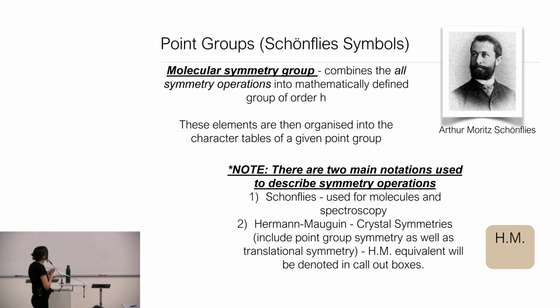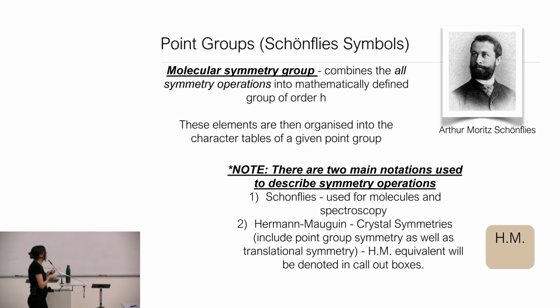In molecular symmetry, we normally use the Schoenflies symbols. These are the symbols that combine all the symmetry operations into mathematically defined groups that have a specific order, which we define as h. Then we organize them into the character tables. Now for the crystallographers in the room, these Schoenflies symbols are what is generally used for molecules and spectroscopy.